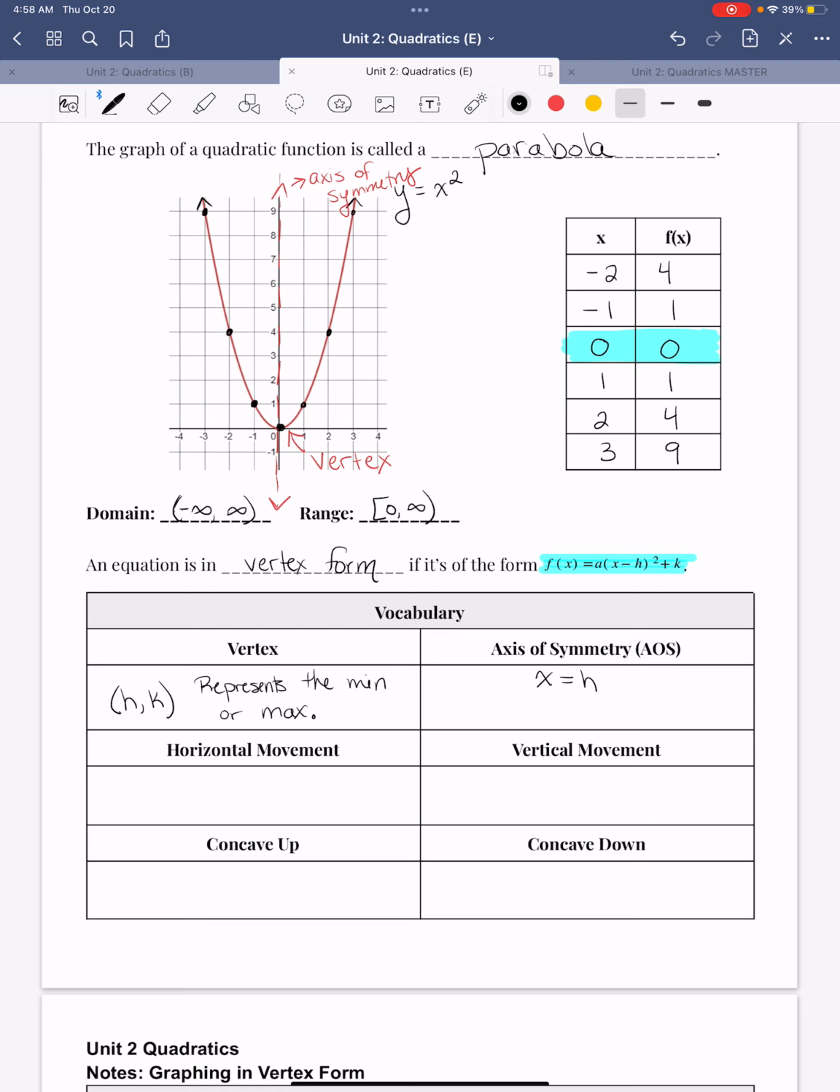And this is the line the parabola reflects over, or is symmetric about.